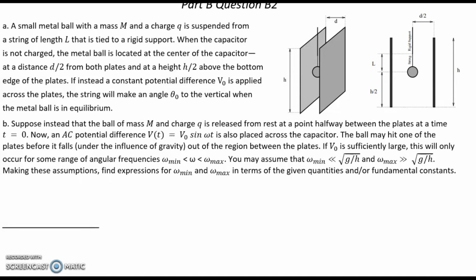maximum. You may assume that omega minimum is much less than square root of g over h, and omega maximum is much greater than square root of g over h. Making these assumptions, find expressions for omega minimum and omega maximum in terms of the given quantities and/or fundamental constants.